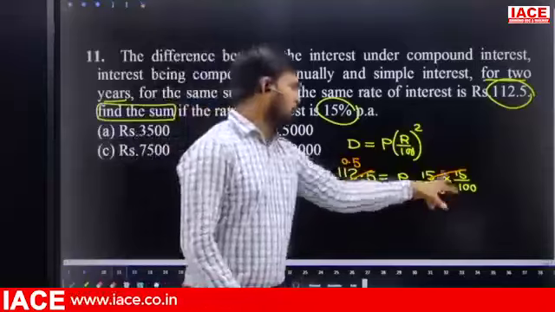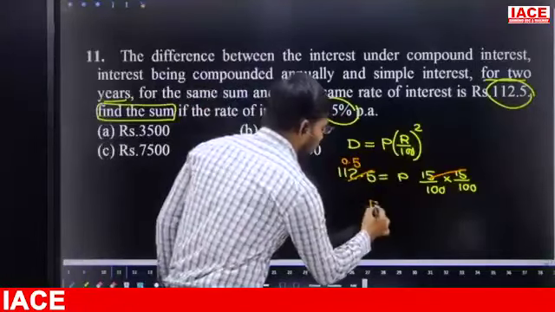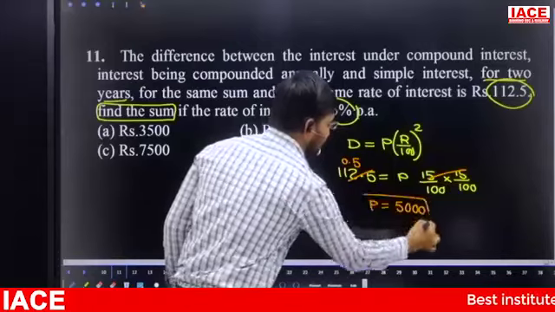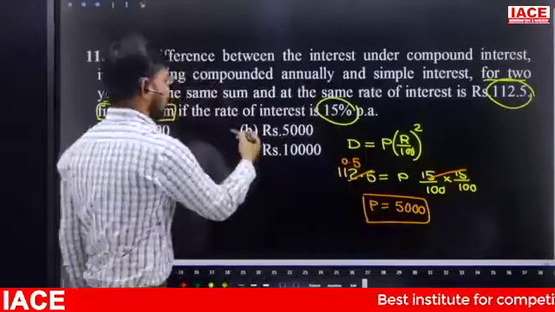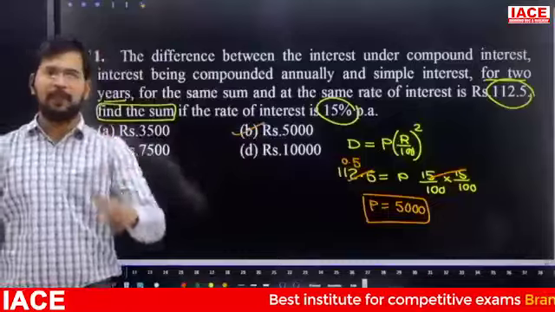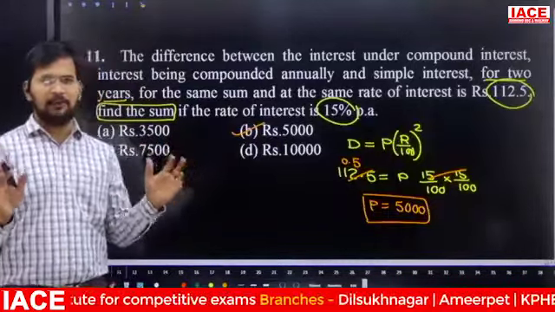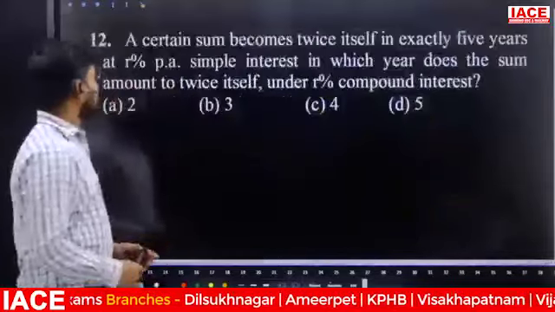So 10,000 into 0.5 is nothing but principal is 5,000. Therefore option B is the right answer. This is the difference between SI and CI for 2 years. So read the next question.